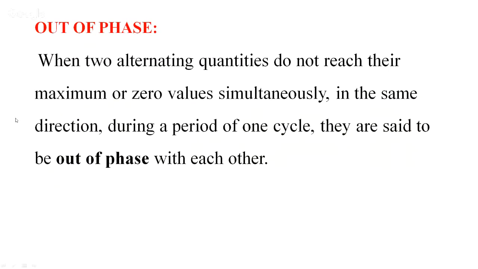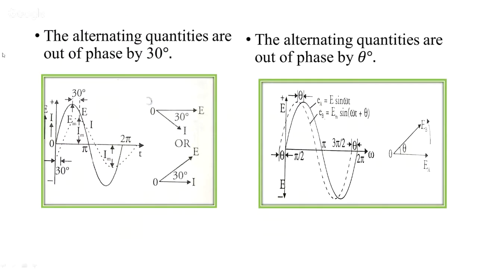So next we have to understand what is out of phase. When two alternating quantities do not reach their maximum or zero values simultaneously in the same direction during a period of one cycle, they are said to be out of phase with each other. So let us study through wave diagrams the meaning of out of phase.